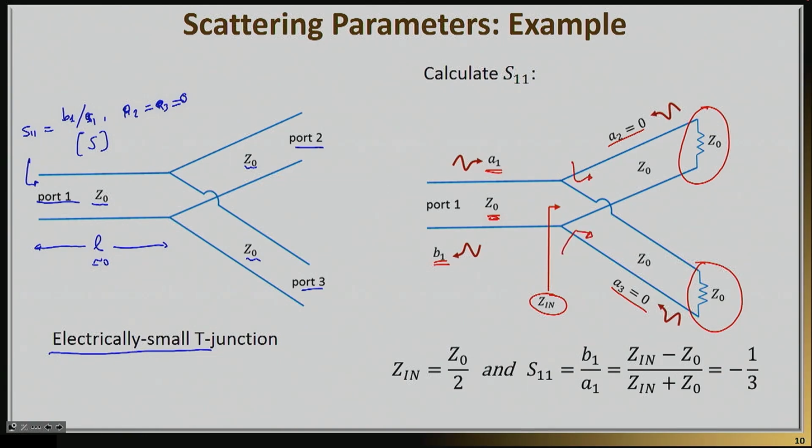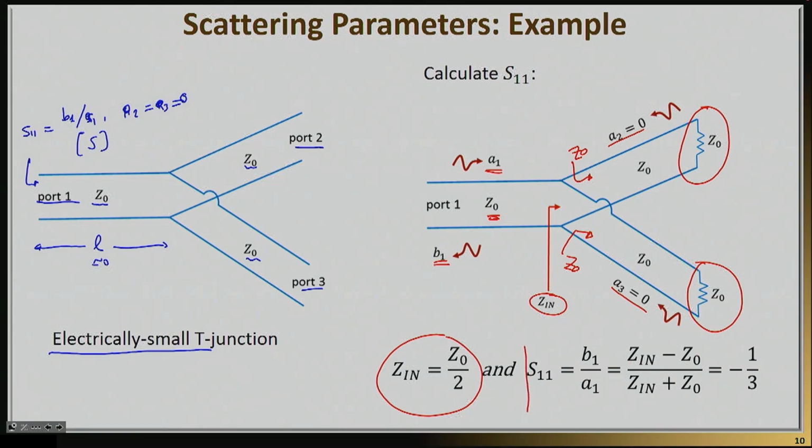Since those ports are electrically small, the impedance you see here is Z0, and the impedance you see here is also Z0. So you have two impedances Z0 connected in parallel, so that means that Zin, the load impedance as far as port 1 is concerned, is going to be equal to Z0 divided by 2. Equivalently, we have port 1 terminated with an impedance of Z0/2. The characteristic impedance of port 1 is Z0.